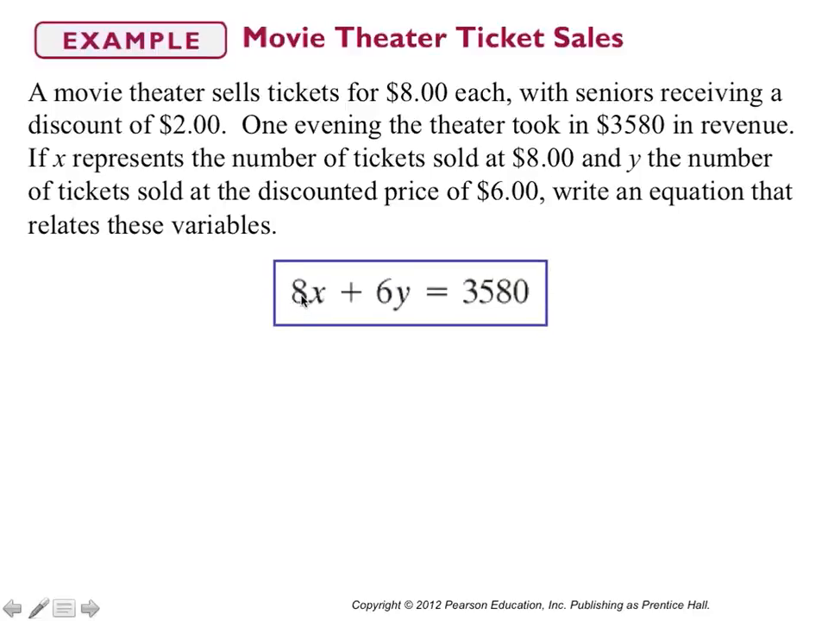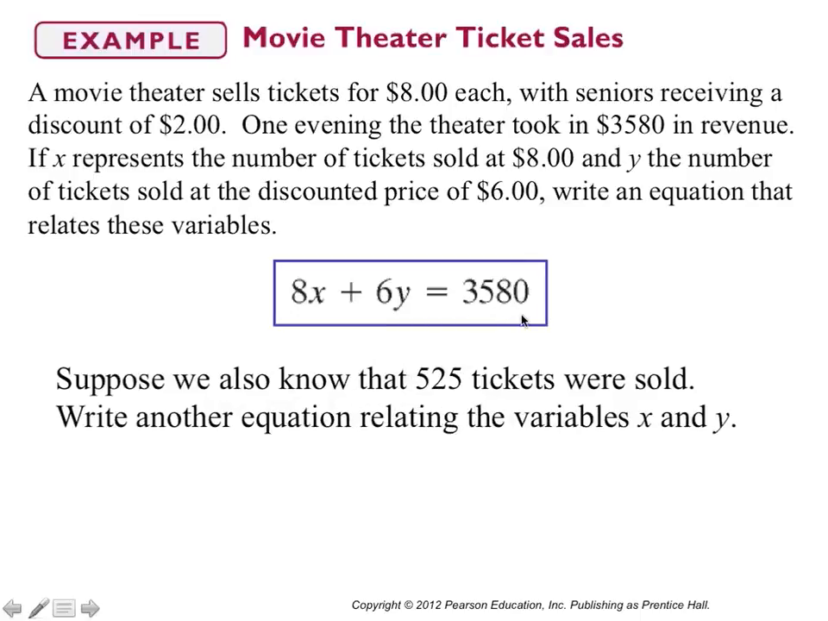So if you take $8 and multiply it by the number of tickets that you sold at that price, and then you take $6 and multiply that by the number of tickets that you sold at that price, and you add the two together, that's going to give you your total revenue of $3,580. So that's one of the things we're going to do. And let's say that we also know that 525 total tickets were sold. So we want to write another equation.